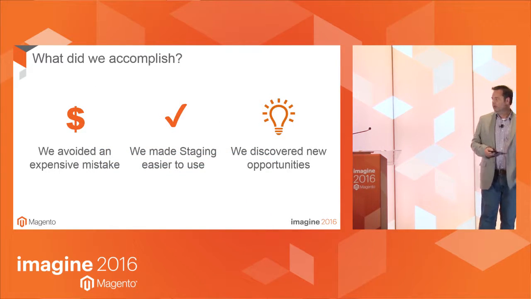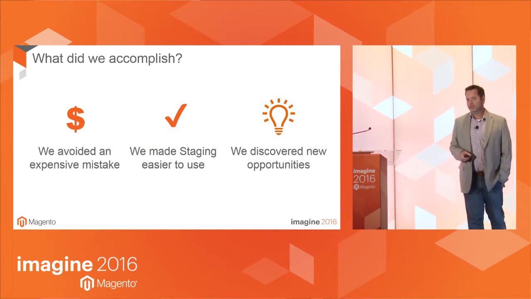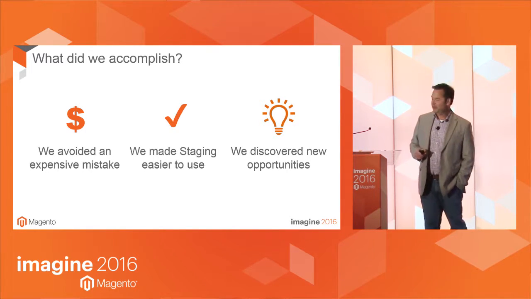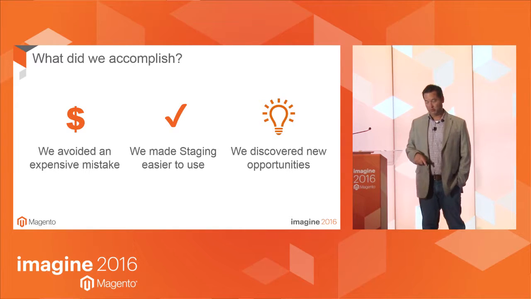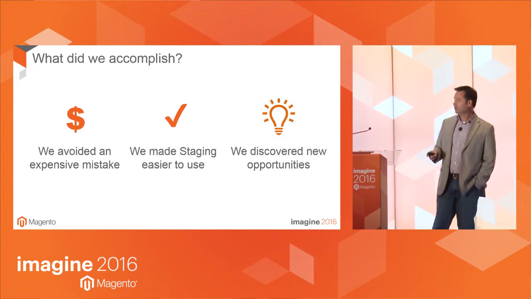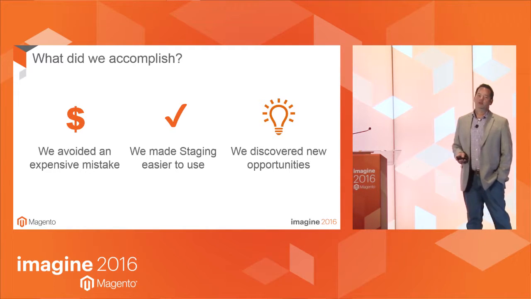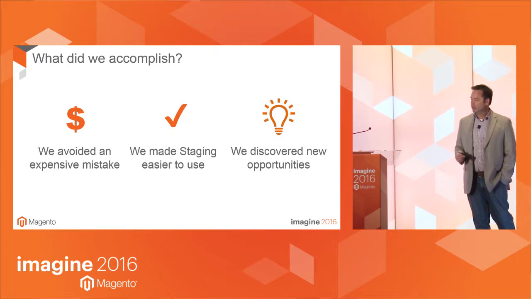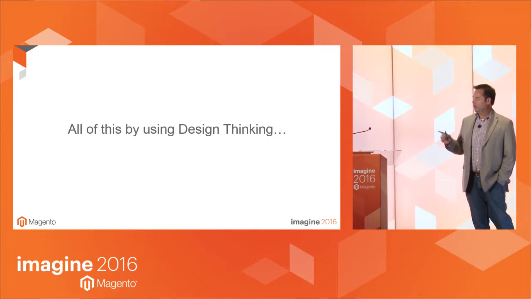So what did we accomplish? We avoided an expensive mistake. It would have cost us just as much money as a company to build the bad design as the good one. What's more, we made staging easier to use, and we know you will find it easier and more enjoyable to use because you've told us so. And what's more, we discovered new opportunities to make staging that much more beneficial and helpful to you. And we did all of this by using design thinking.